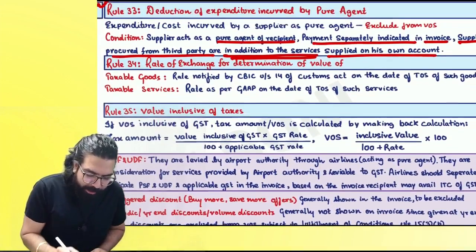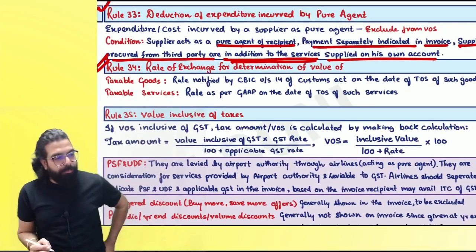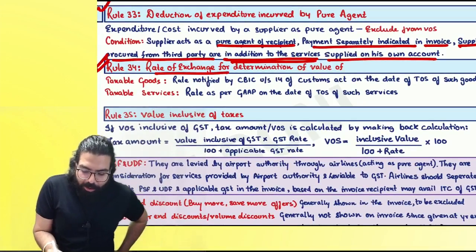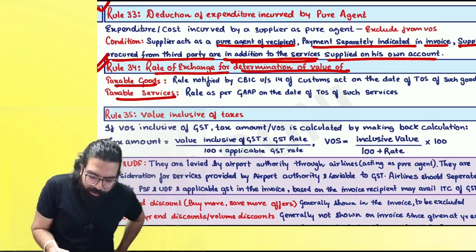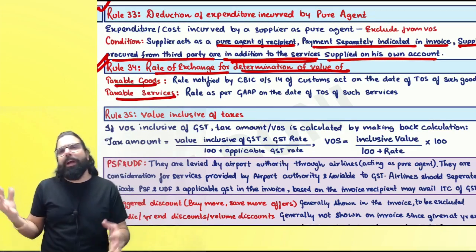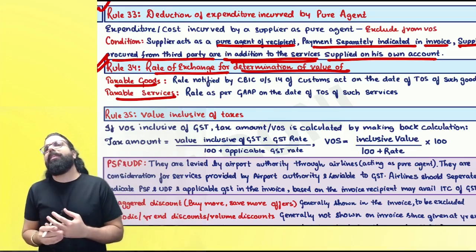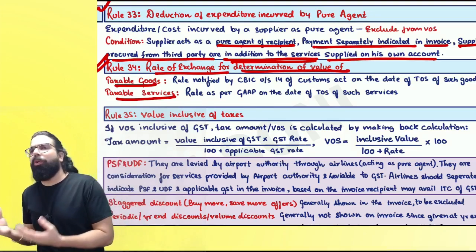Now, the next one over here is rule number 34. Rule number 34 says, if rate of exchange for determination of value of taxable goods and taxable service. Baba, in import and export cases generally this will happen, that you will see the value in dollars, pounds, etc.